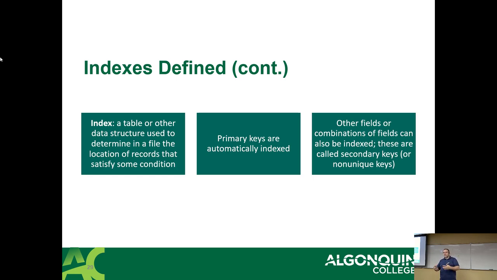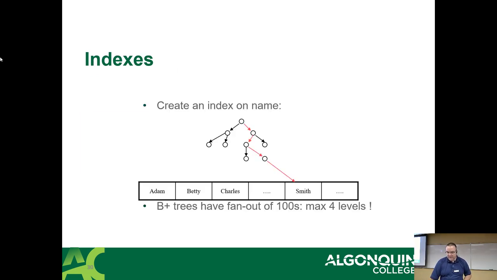Other fields, combinations of fields can be indexed. Those are known as secondary indexes. They can be unique or non-unique. And the most common type of index is known as a B plus tree. And it allows for four levels deep, but it can go out hundreds of columns wide.